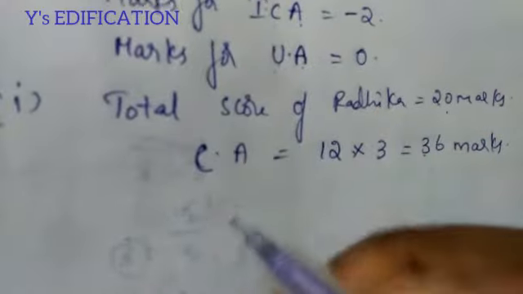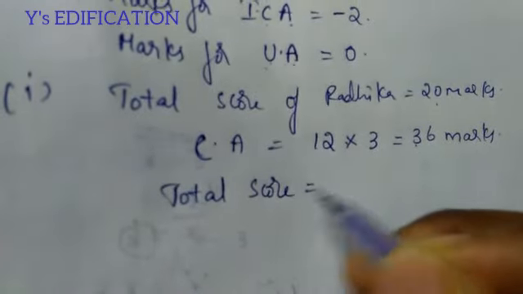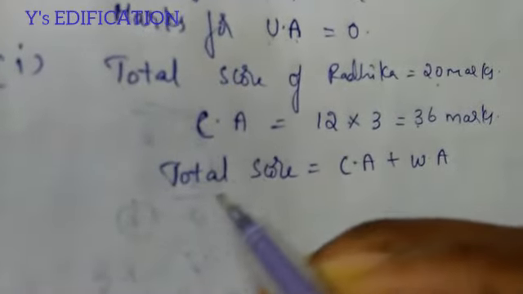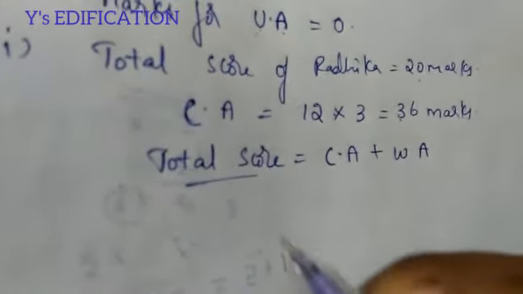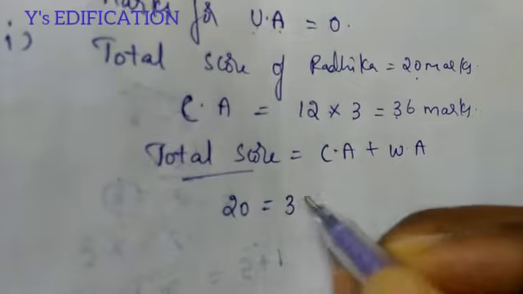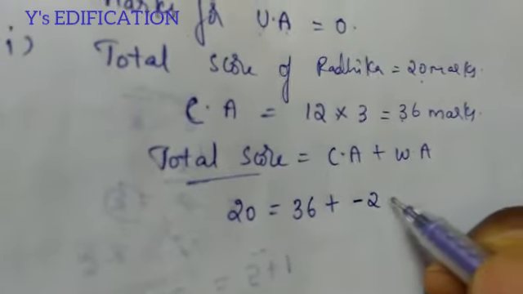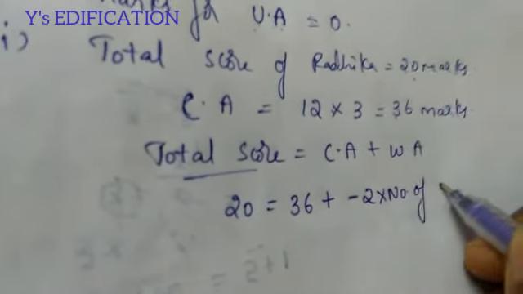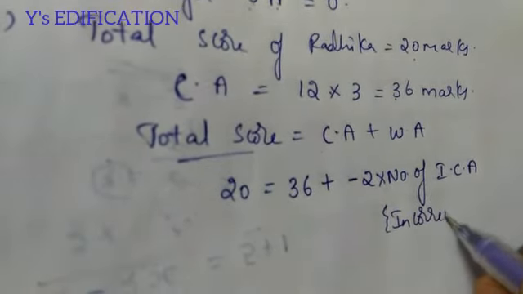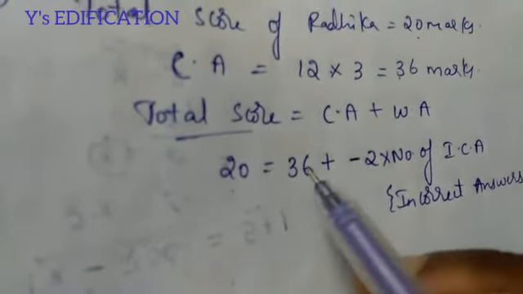To find out the incorrect answers, what do we have to do? We have to write down the total score. The total score is given by correct answers plus wrong answers. Here the total score of Radhika is 20. And the score for correct answers is 36, plus for wrong answers, for every wrong answer minus 2 will be reduced, so 2 into the number of incorrect answers, which we don't know. Here ICA is incorrect answers, CA is correct answers. Don't get confused. The total marks is correct answers plus wrong answers.